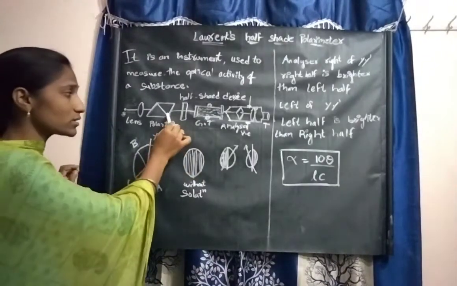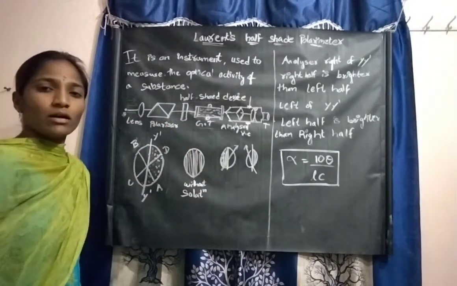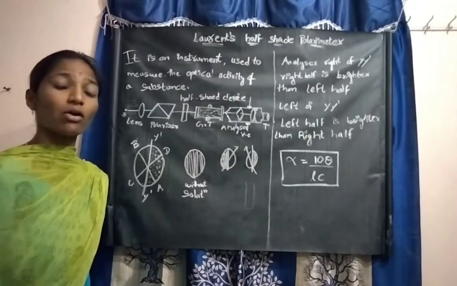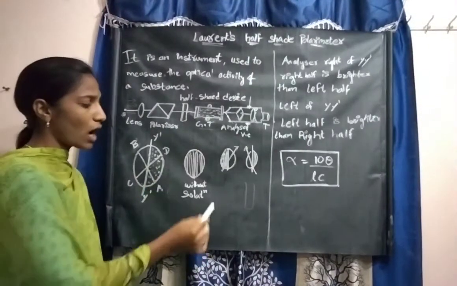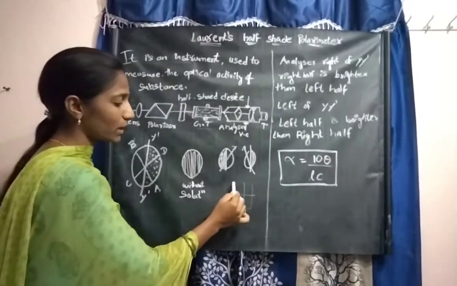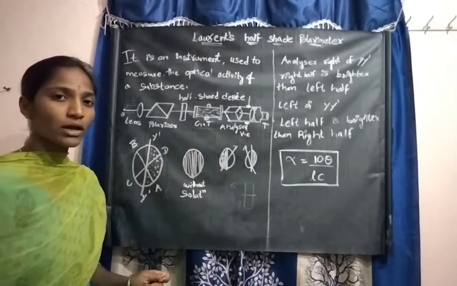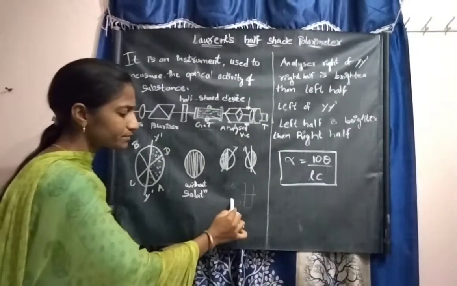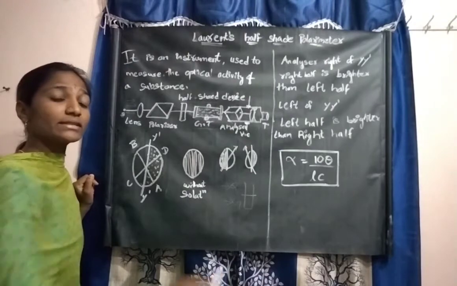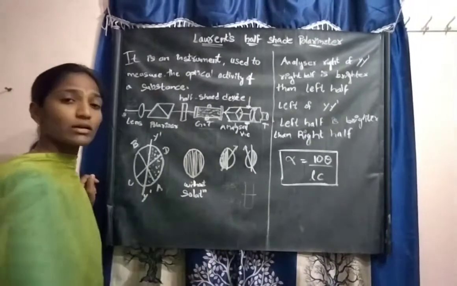Now the plane polarized light, after passing through the polarizer, passes through the half-shade device. The name itself indicates that the half-shade device consists of half wave plates. I also taught you the half wave plate and the quarter wave plate. So the half-shade device consists of two half wave plates. One half wave plate is made of quartz and the other is made of glass. The amplitude of the light passing through the quartz and the glass plate will be the same.